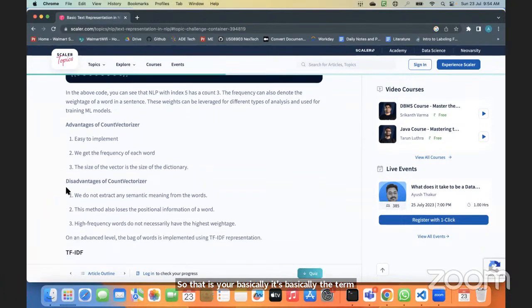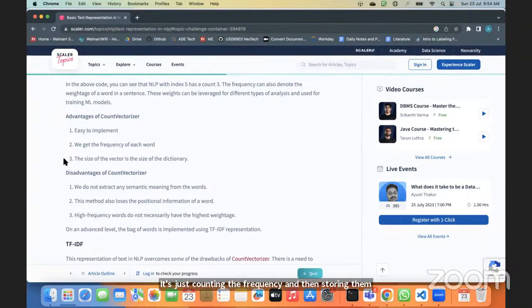And what are the advantages of count vectorizer? It's easy to implement. It's just counting the frequency and then storing them as a dictionary, and we get the frequency of each word, and the size of the vector is the size of the dictionary, right? So no matter the number of words in the sentence, we always have the vector size equal to the size of the dictionary. But what is the disadvantage of this? What can be the disadvantage of this?